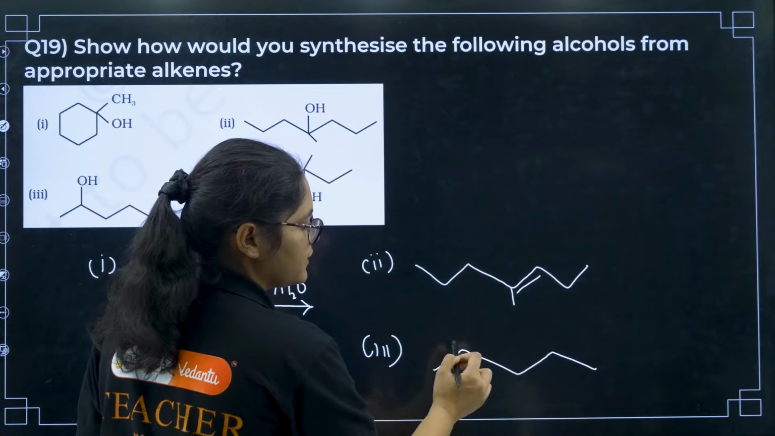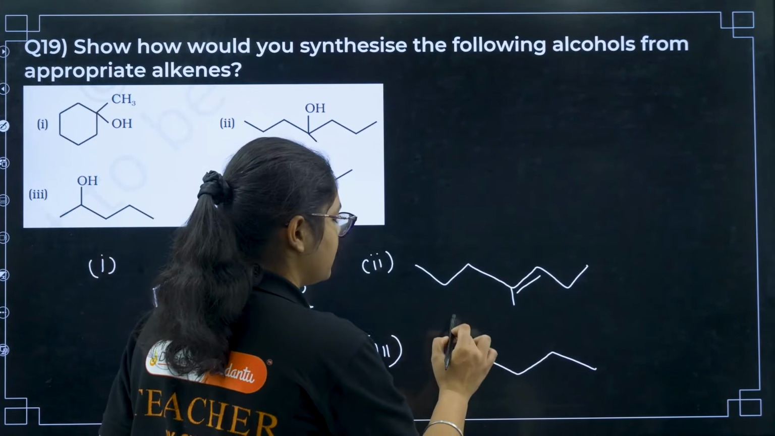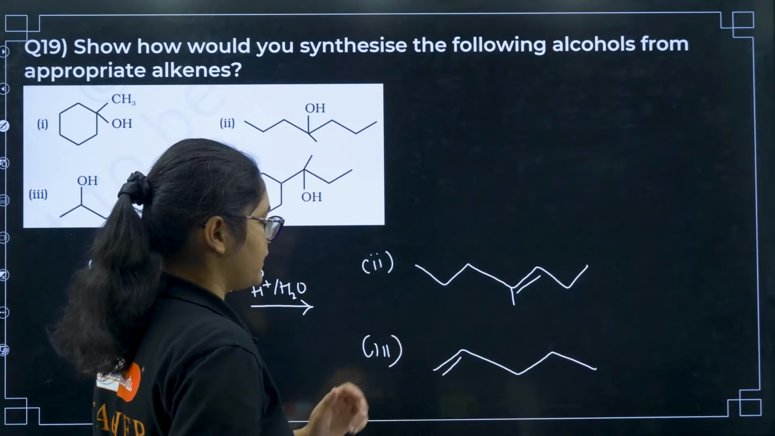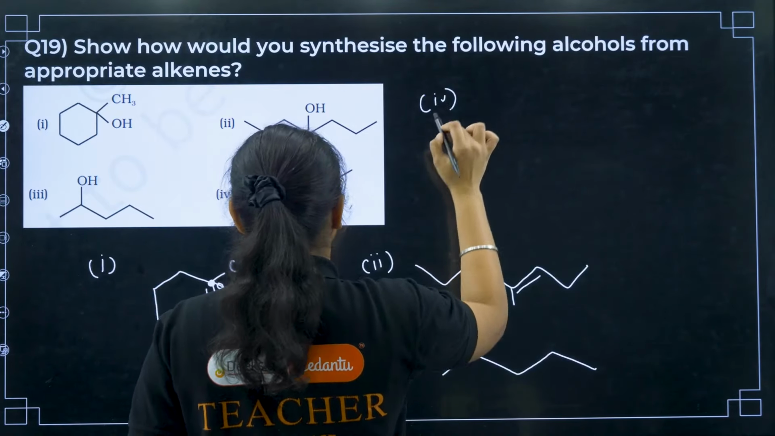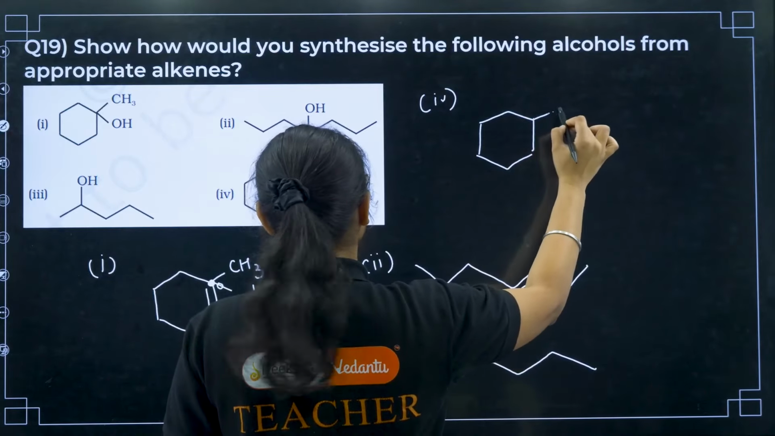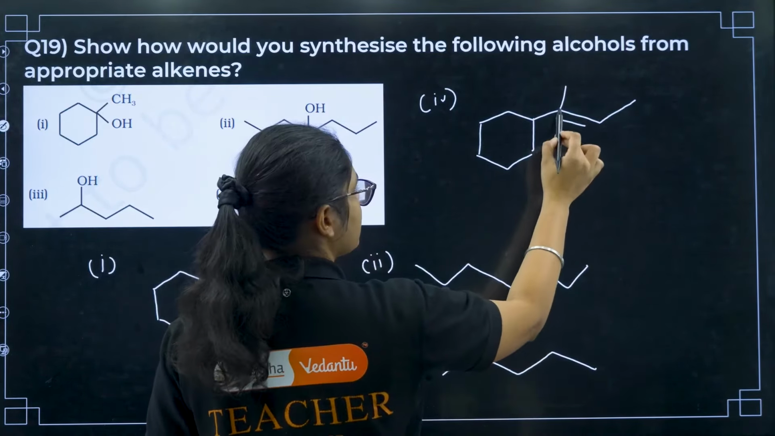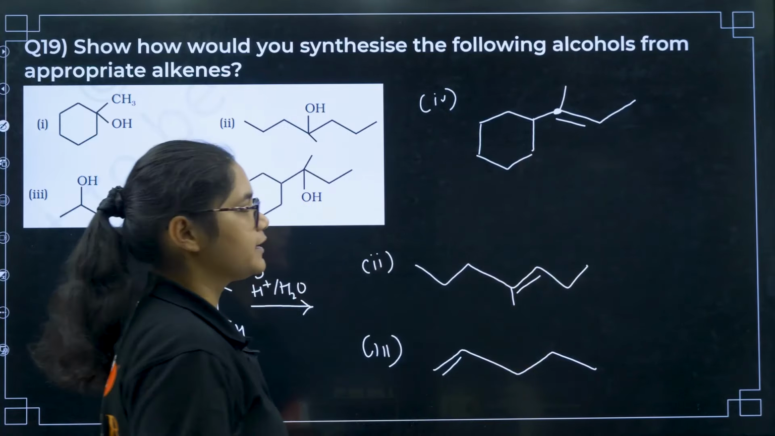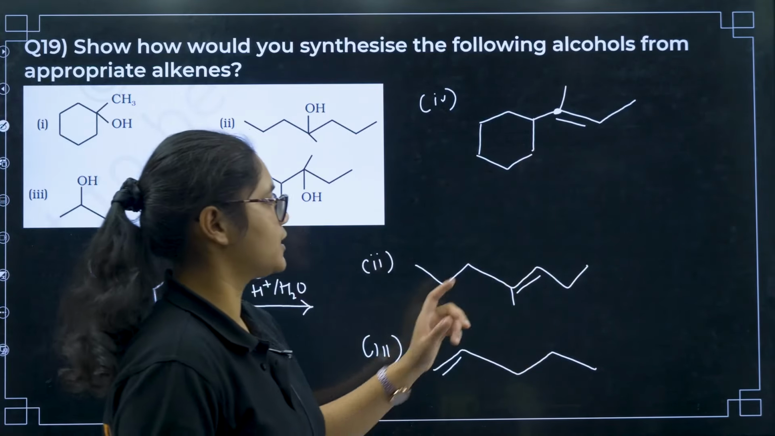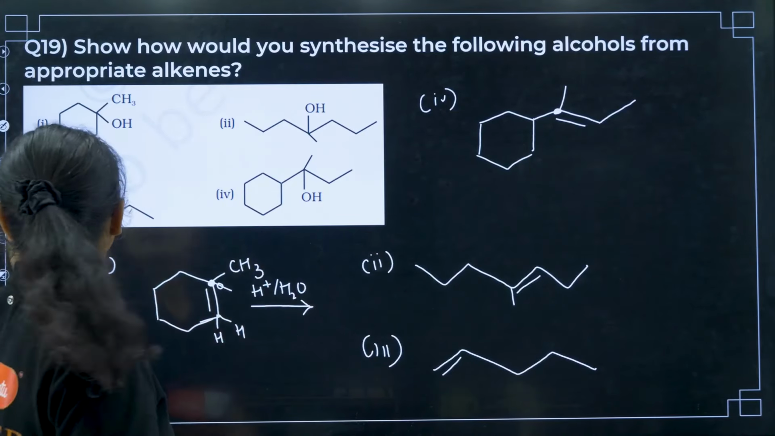If you attack here, then it can come here also. We can get both the products, but we want only the major one. So this has to be the correct alkene. Next, fourth one here. Fourth one is also very simple. I can put a double bond here. So again, a more substituted, more stable carbocation will form. So OH minus will attack here, H will attack here, okay.